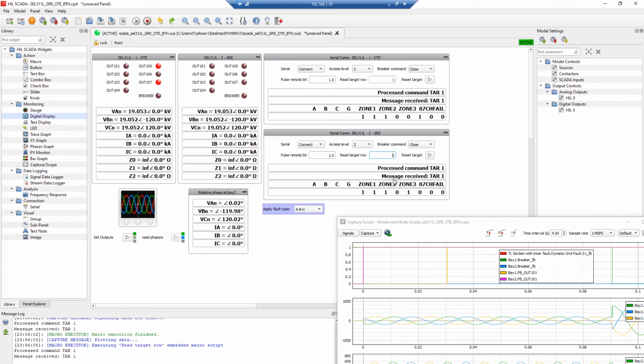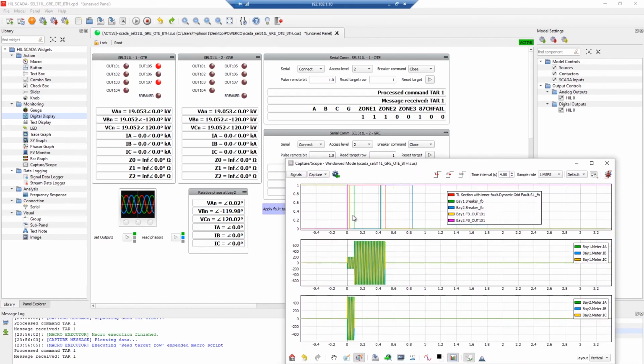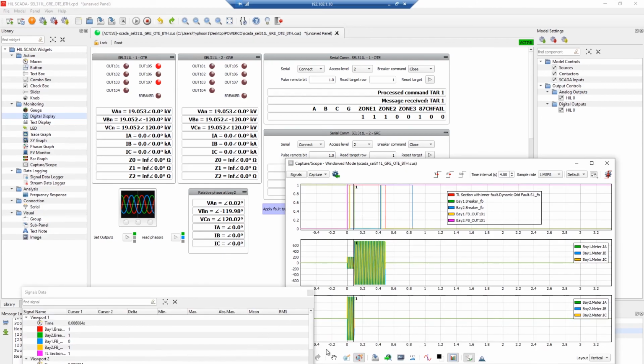So both relays identified the three-phase fault. Once more, relay on bay 1 identified fault on zone 2, and relay on bay 2 identified it on zone 1. If we check the timings here, once more, relay on bay 2 is around 86 milliseconds, while relay on bay 1 operated around 490 milliseconds.